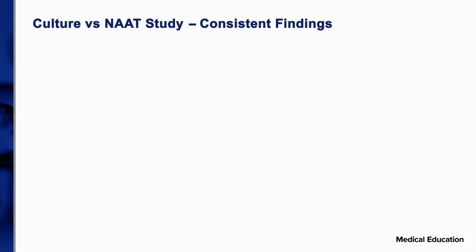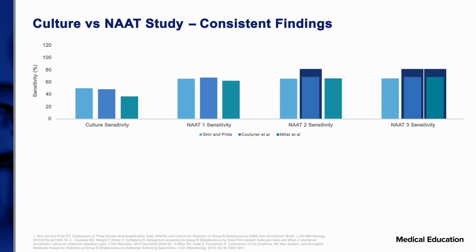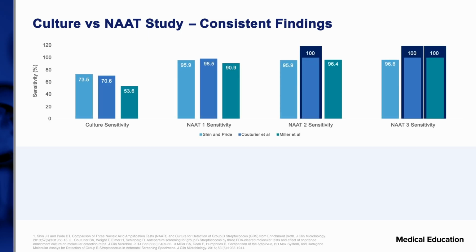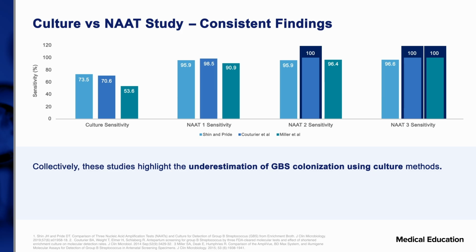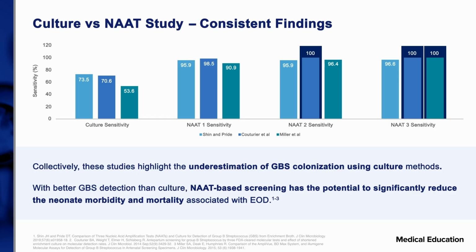Another consistent look at the literature will show that if you look at culture sensitivity over various studies and you look at any molecular test, the molecular tests range anywhere from a low of 90.9 up to 100% sensitivity, and culture goes anywhere from 53 to 73% sensitivity. So it's pretty clear that when you look at these collective studies, culture underestimates GBS colonization, and molecular testing picks up a lot more cases.